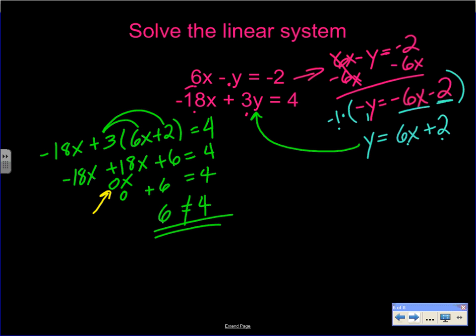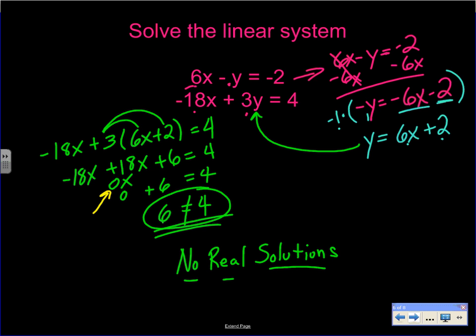When you get to this part where it says a number is not equal to another number, where it said 6 is equal to 4, when that's not true, then your answer is no real solutions. And the whole point of this is that those two lines are going to be parallel. They will not be intersecting, so that's why there's no real solutions.